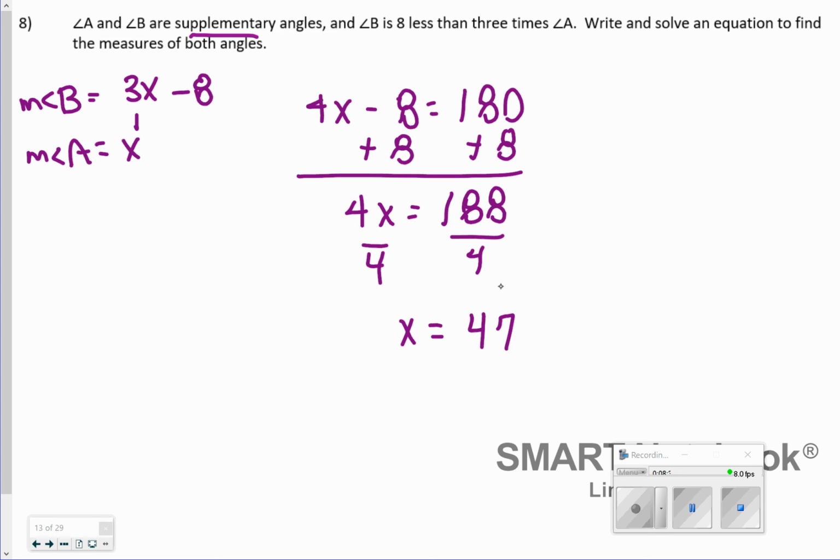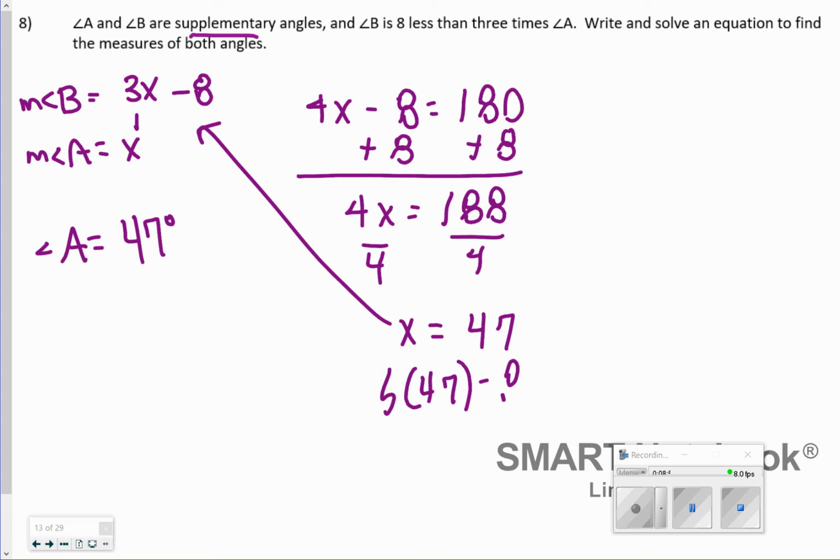Again, I'm not going to stop there because I need to plug x back into these. The measure of angle A should be easy. Angle A should be 47 automatically, but for measure of angle B, I'm going to do 3 times 47 and then subtract 8 from that, and I would get 133. So angle B is equal to 133.